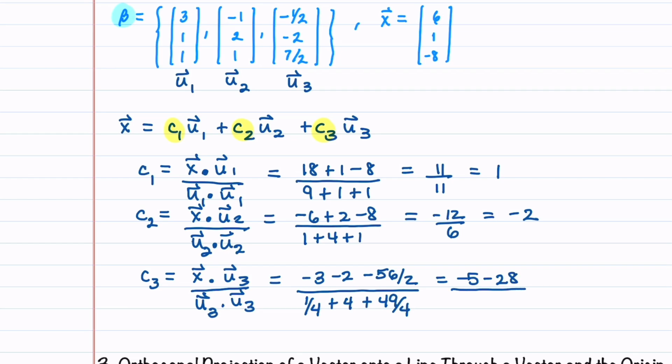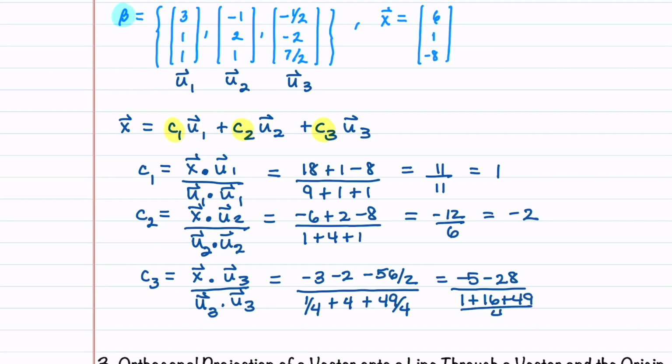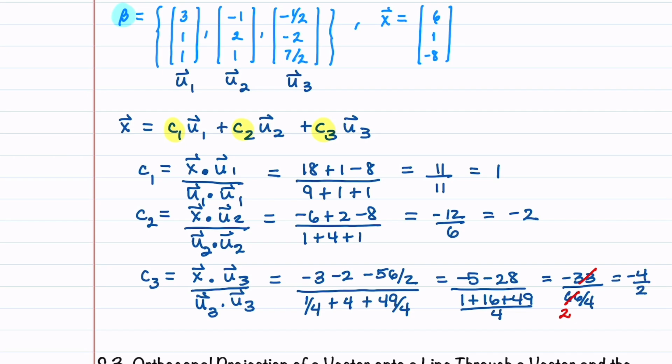And down below, let's go ahead and write all of our fractions as a number divided by 4. So this gives us 1 plus 16 plus 49, all divided by 4. Up top, we have a minus 33. And in the denominator, we're going to have 50 plus 16, which is 66 divided by 4. We can divide the 33 into the 66 2 times. So this gives us a final answer of minus 4 divided by 2, which is minus 2.